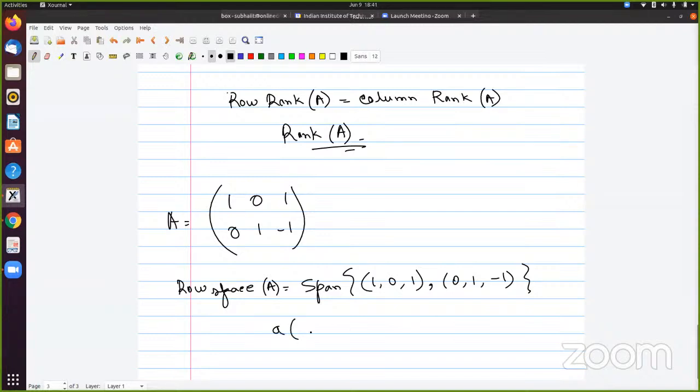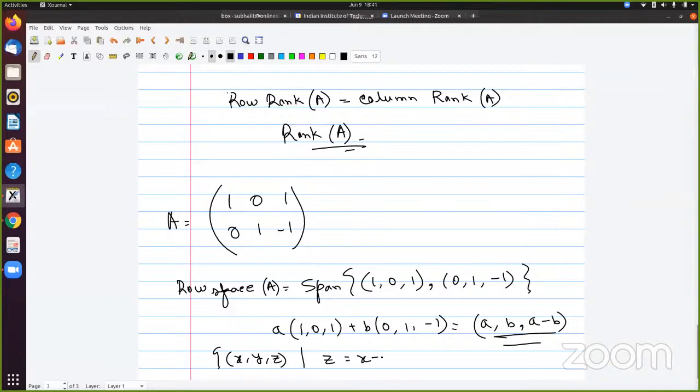So basically, how will we calculate the span? A times (1, 0, 1) plus B times (0, 1, minus 1). So this is basically (A, B, A minus B), right? So all these vectors are of this form. So if I want to write it as (x, y, z), this is where z equals x minus y. Clear? Where x, y, z are coming from the real numbers. Okay, fine. This is my row space.